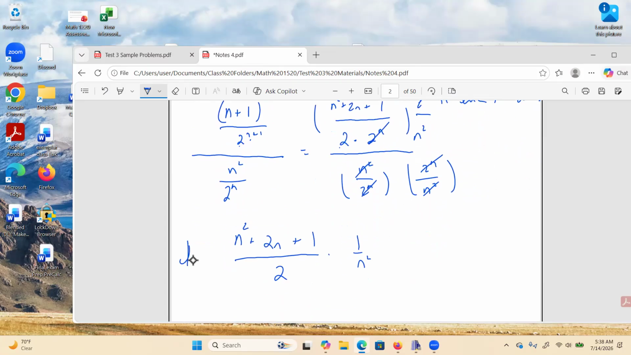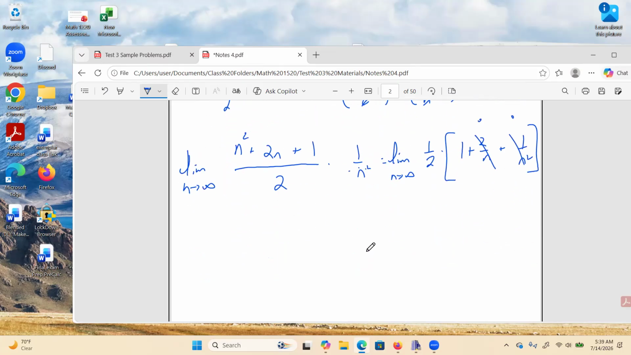So I want to take my limit as n goes off to infinity, but we're going to go ahead and factor in this 1 over n squared here. So that's going to be 1/2 times, now multiplying this by 1 over n squared, 1 plus 2 over n plus 1 over n squared, and we're taking our limit as n goes off to infinity. Going back to Calculus 1, I know that these pieces are 0. So this whole limit is equal to 1/2. I'll write 1 plus 0 plus 0, as we've taken our limit. So this is going to equal 1/2.